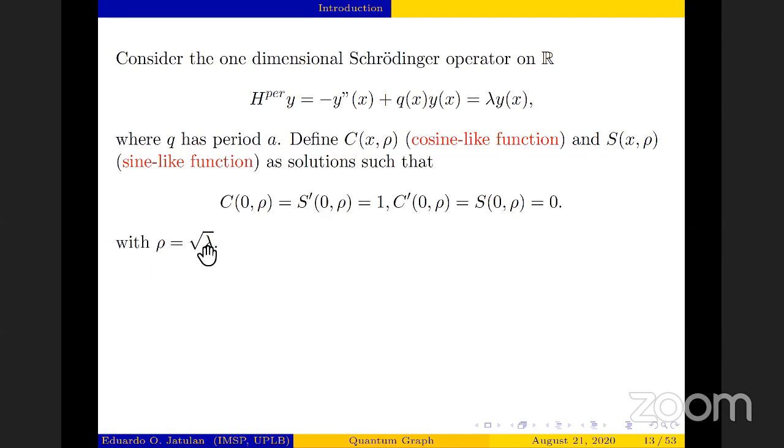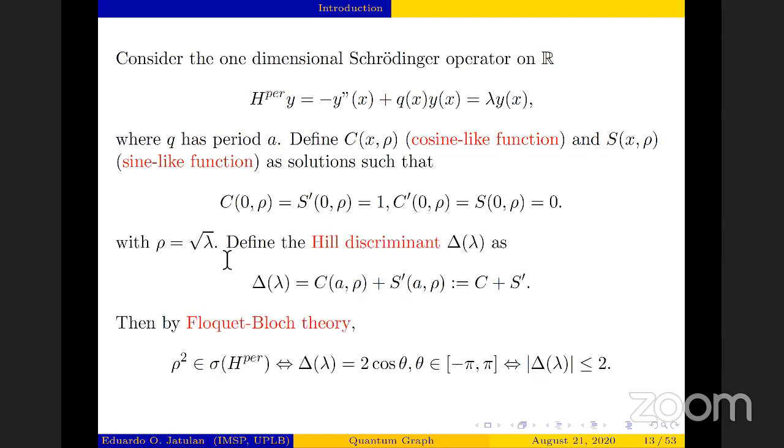And with rho equal to the square root of lambda, we define the Hill discriminant, delta of lambda, as C of A plus S prime of A. These functions are evaluated at A, and we will denote them just as C and S prime. So we have C plus S prime.